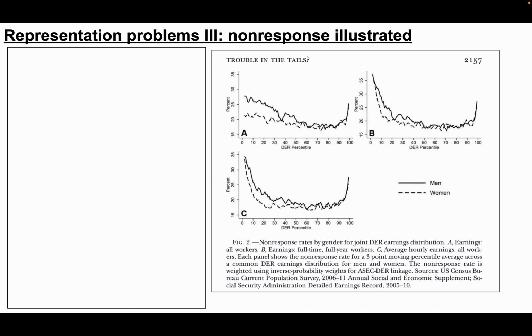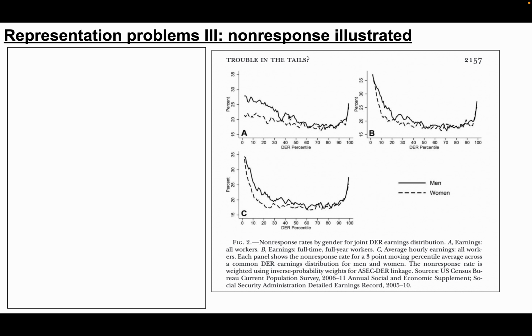They basically figured out who didn't respond to a survey about income, and then they looked at the relationship between the person's income and whether or not they responded to the optional survey. So what this shows you is that depending on someone's income percentile, the y-axis is the percent of non-response.